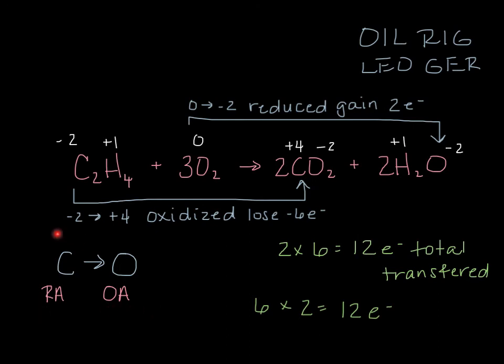So each of our carbons is going to lose 6 electrons, and each of our oxygens is going to gain 2 electrons. And that's how we can use our oxidation numbers to figure out our reducing agents and oxidizing agents, by determining which species is reduced and which species is oxidized, and then we can use the oxidation numbers and the total number of atoms of each species in the reaction to determine the total number of electrons transferred.